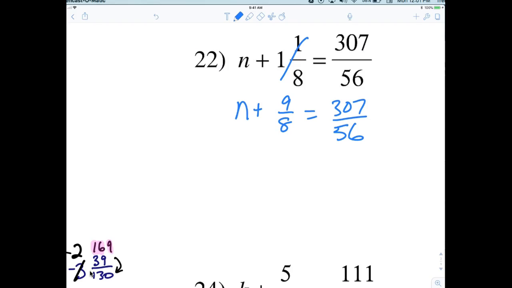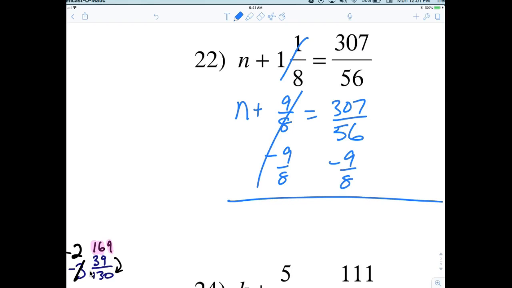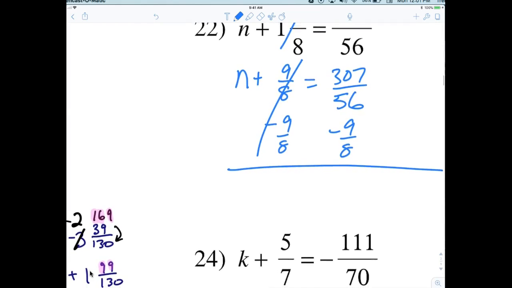Now I'm going to do what? I'm going to subtract 9/8 from both sides. Those cross out. So n is equal to something. Now, what's the common denominator? 56. So I have to multiply the second fraction by what? 7. Come on, guys. Everybody should be that quick. You should be able to tell me that.